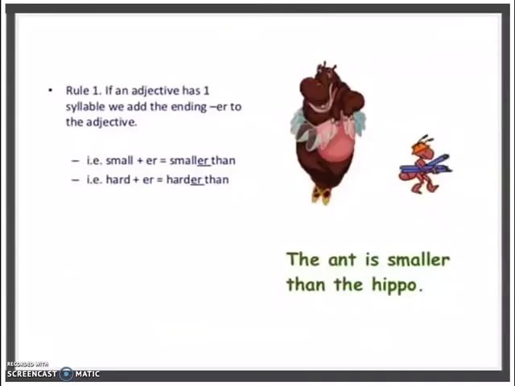Rule number 1. If an adjective has one syllable, we add the ending er to the adjective. For example, small. Small is made up of one syllable. In order to know how many syllables each word consists of, you have to clap. Small, one syllable. So you have to add er followed by than. For example, the ant is smaller than the hippo.